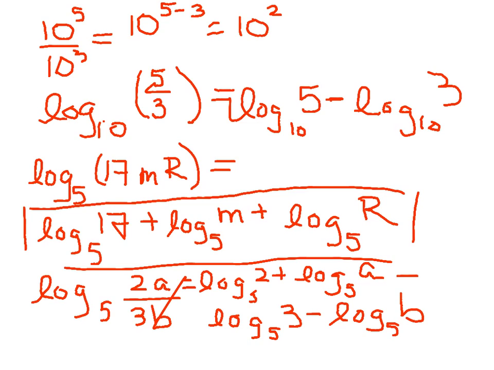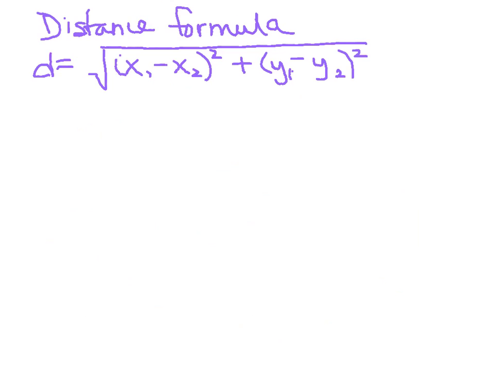Okay, let's go ahead and do another problem. This is just the distance formula. You could have looked it up on the internet. It is a version of the Pythagorean theorem: x1 minus x2 squared plus y1 minus y2 squared, and I take the square root of that, and that gives me the distance between 2 points.